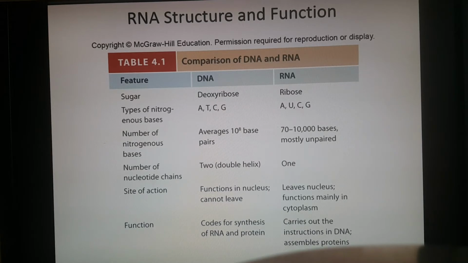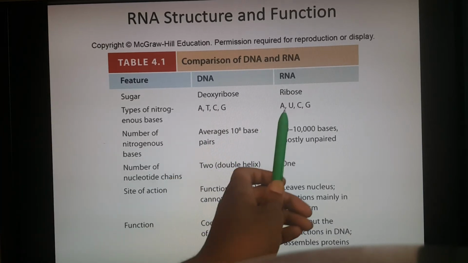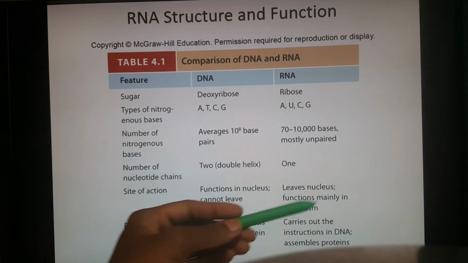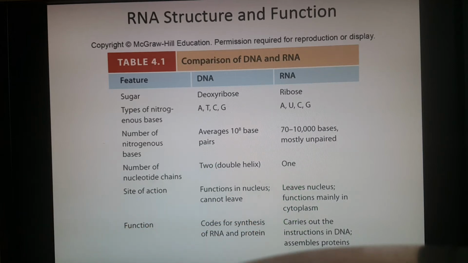So here's a chart to compare your DNA versus RNA, looking at the differences in the sugar and your base pairing. Here again, our U is replacing the T. Number of bases: a lot shorter in RNA. Two nucleotide chains versus one nucleotide chain. DNA stays in the nucleus, RNA leaves the nucleus, and your DNA holds all of your blueprints for your proteins in the body, and then your RNA creates those proteins.